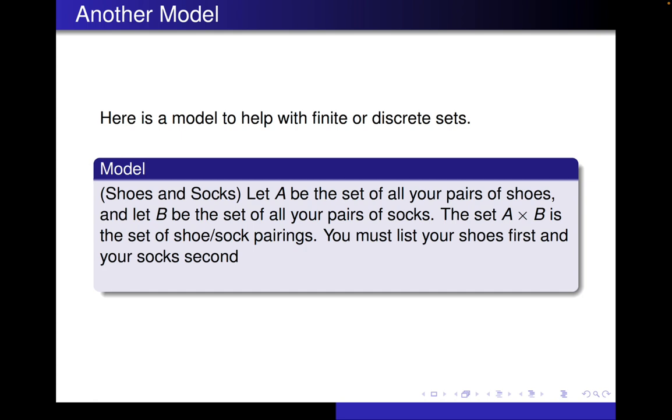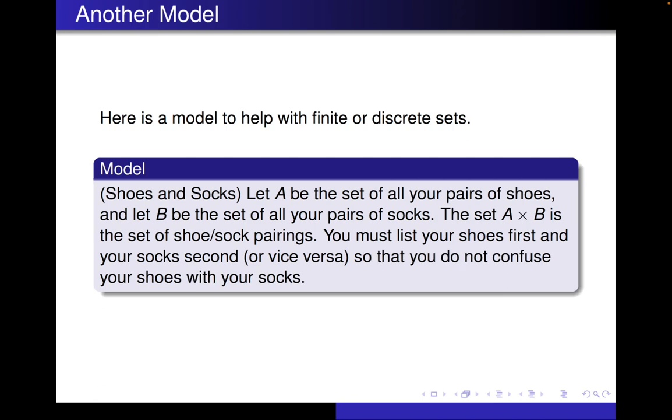And you must list your shoes and socks in a particular order. So in this case, I'm doing A cross B, so I'm listing my shoes first and my socks second. If I was doing B cross A, I would do it in the opposite order. I'd be listing my socks first and my shoes second. But I have to indicate with my Cartesian product which ones I'm putting first, which ones I'm putting second, so I don't accidentally put them in reverse order.